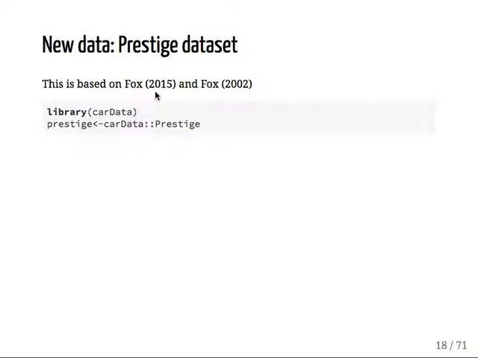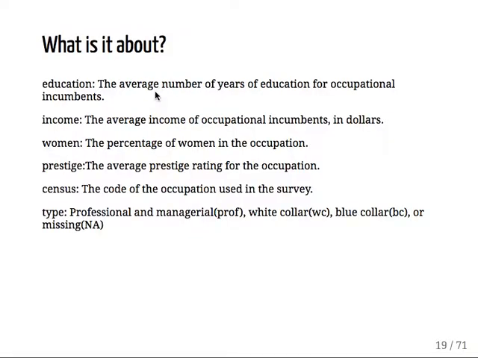These data sets are based on Fox, like Fox 2002. They're books on regression, if I'm not mistaken. So if we call car data, we have a prestige data set in there. It has a capital Prestige, so we're just going to call it prestige with a lowercase just to be annoying.